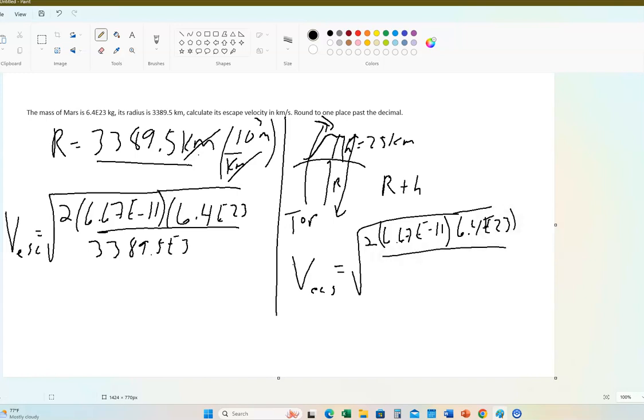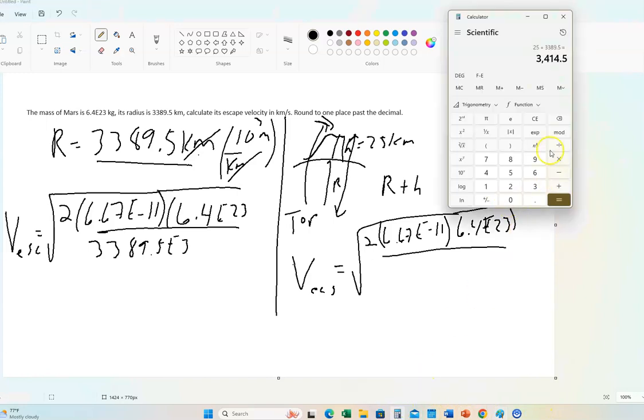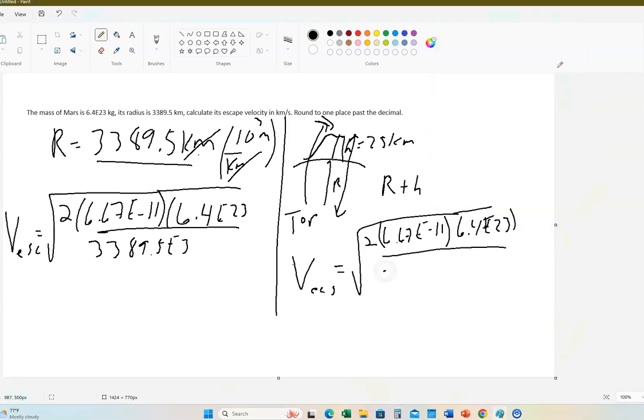And then divided by, so when you add the height of Mount Olympus to the average radius of Mars, it's 3414.5. So 3414.5 times 10 to the third.